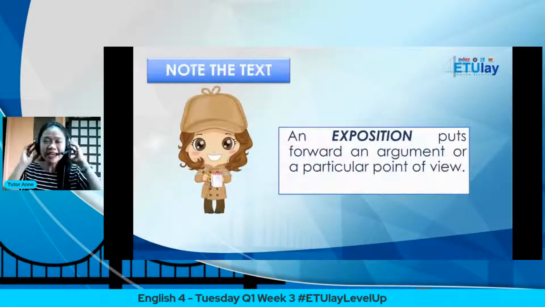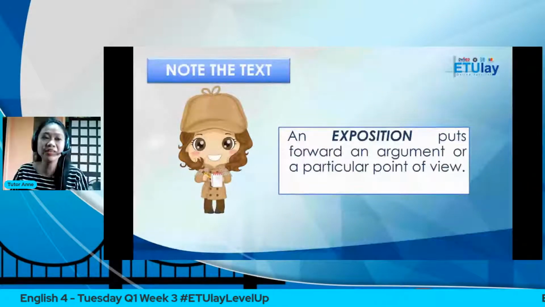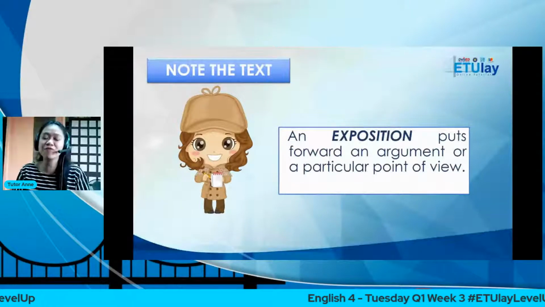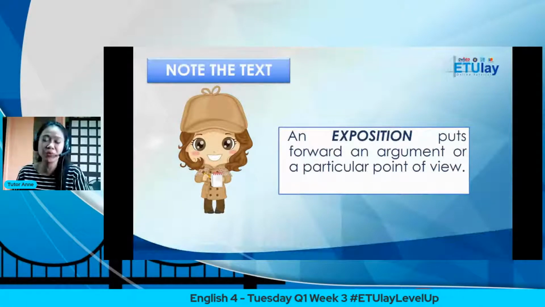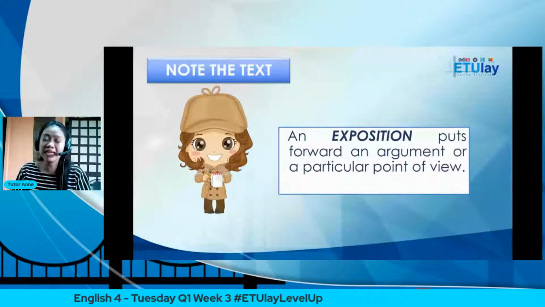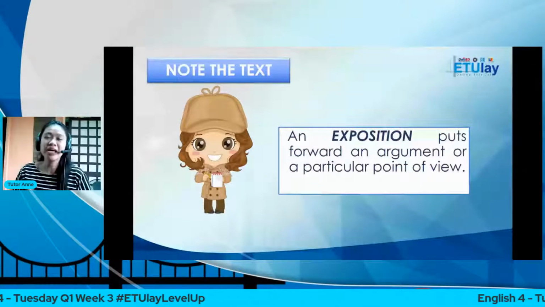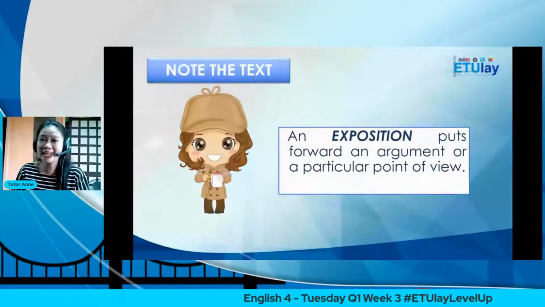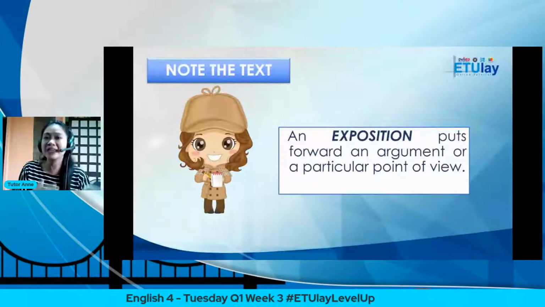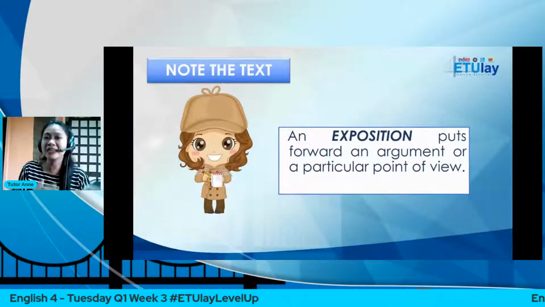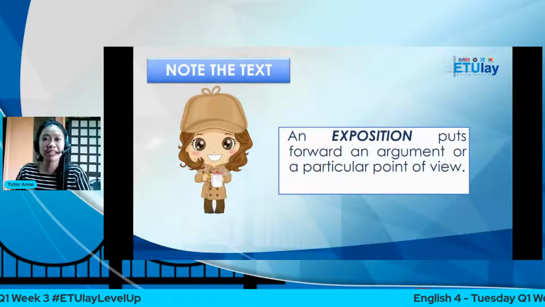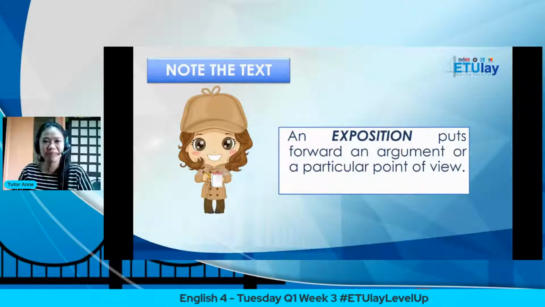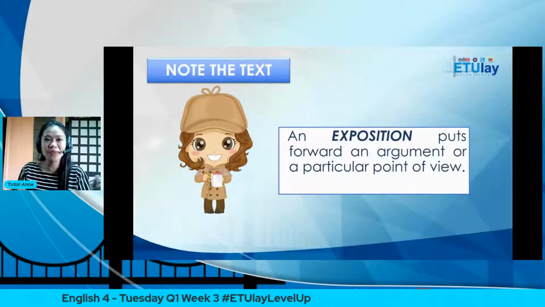The text that we have read, yun ay example ng exposition. Pag sinabing exposition, it puts forward an argument or a particular point of view. Ibig sabihin nun, yung author, nilalaman ng exposition ng isang pananaw ng isang author so that the author would be able to persuade you, na hikayatin ka, na sumang-ayon sa kanyang tungkol sa isang topic or about a particular subject. So, ayan.